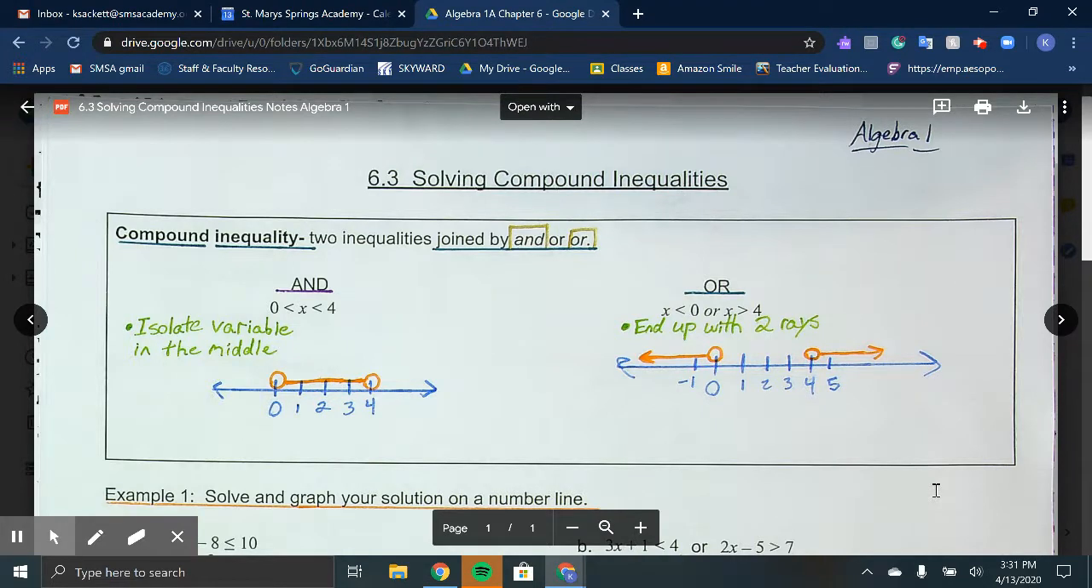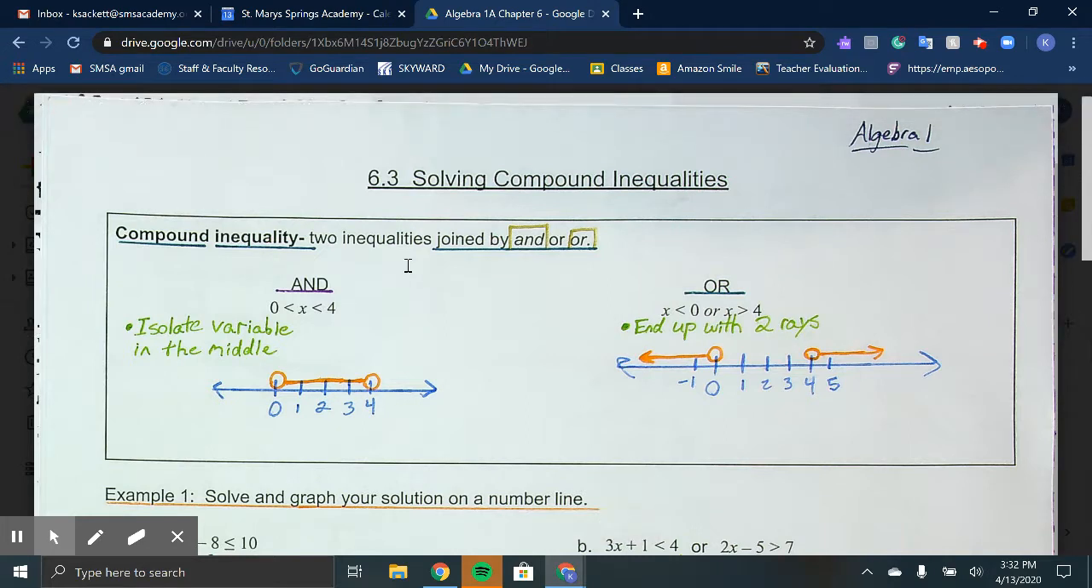So, in our last two sections, we looked at the idea of inequalities: less than, greater than, less than or equal to, or greater than or equal to. Today we are going to start with the idea of a compound inequality. That would be two inequalities joined by either an and or an or.